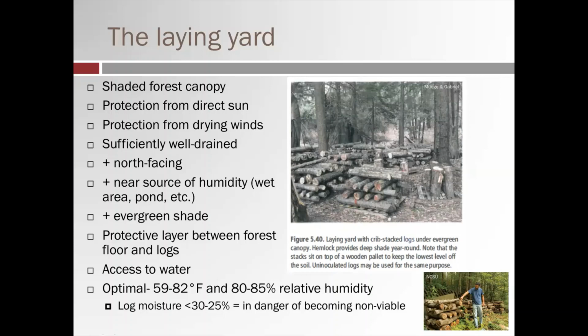Basically, what you're shooting for with your laying yard is some place that's going to be as conducive as possible to maintaining a temperature that's between 59 and 82 degrees Fahrenheit and 80 to 85% relative humidity. And a major reason why you do this is because you're trying to, again, maintain that internal log moisture. Because once it starts to get into this range of 30 to 25%, you get closer to the danger zone of a certain fungus not being viable in that log anymore. Once you get around 23%, at least for shiitake, that's pretty much game over for shiitake.